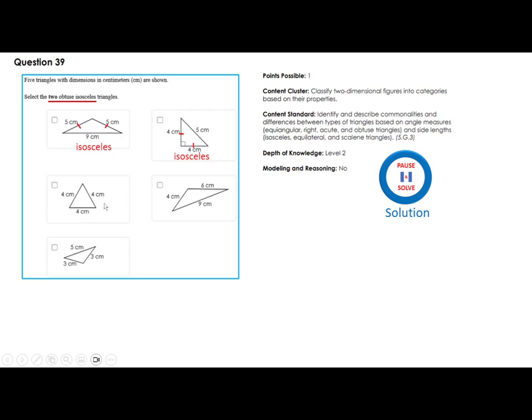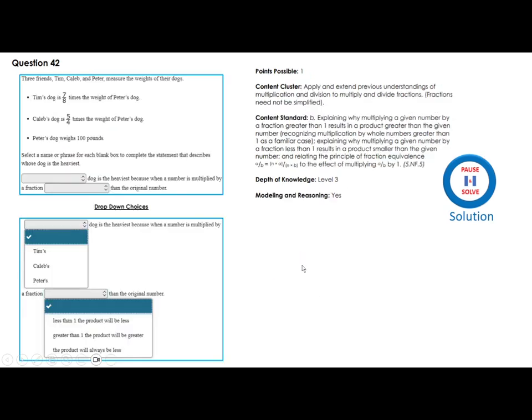This one, when the three of them are equal, it's called equilateral. This one is also isosceles. See, 3 and 3 is the same. This one is called scalene, okay? Now, those are isosceles, but I need it to be obtuse. This one is not obtuse. That's a right angle triangle. So you are left with this and this. These are the answers.